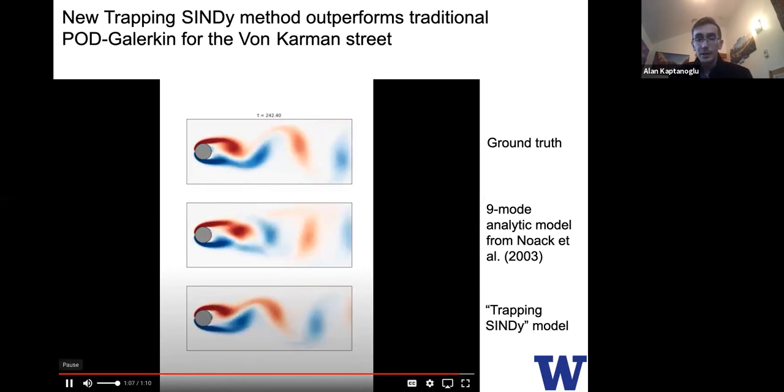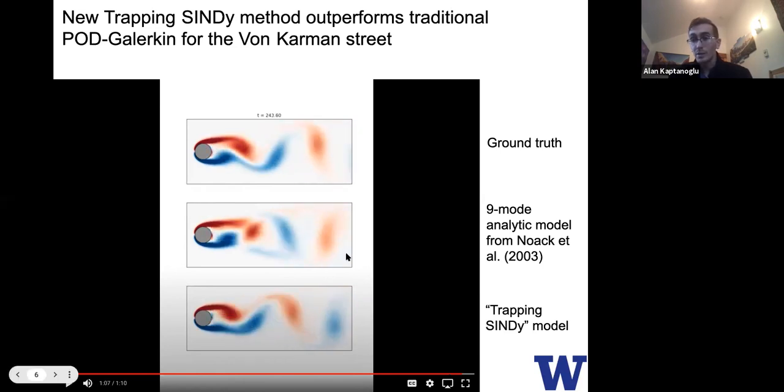The big takeaway here is we can outperform these POD-Galerkin models, and we can basically give guarantees about, if you give me some new initial condition, this will still give you bounded trajectories and the vortex shedding that you expect.